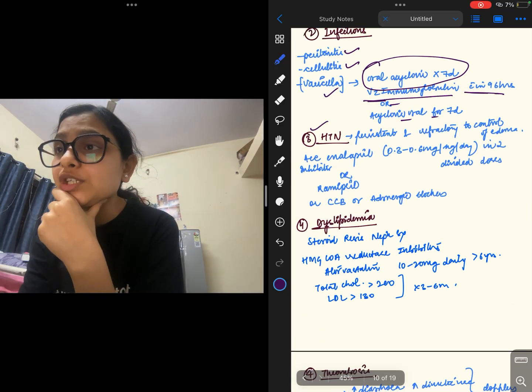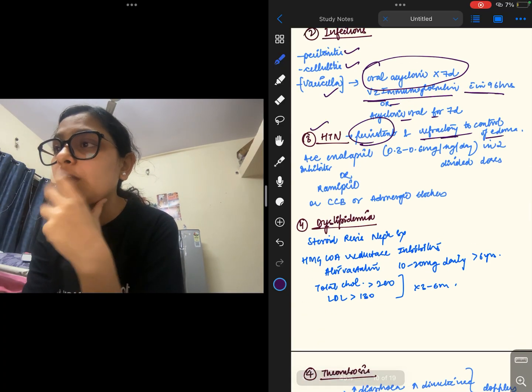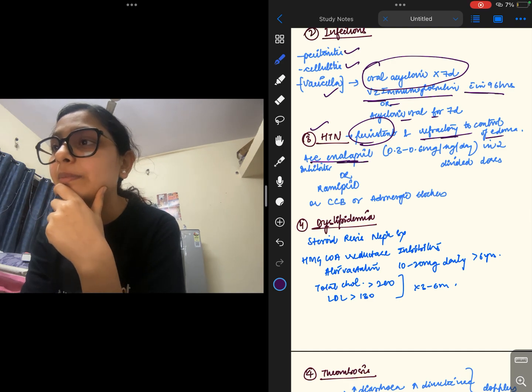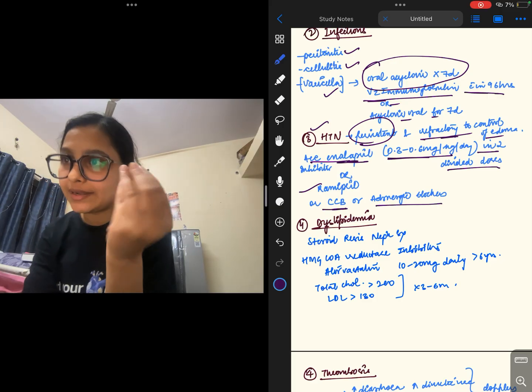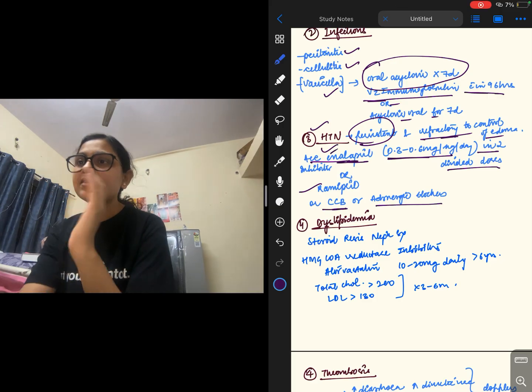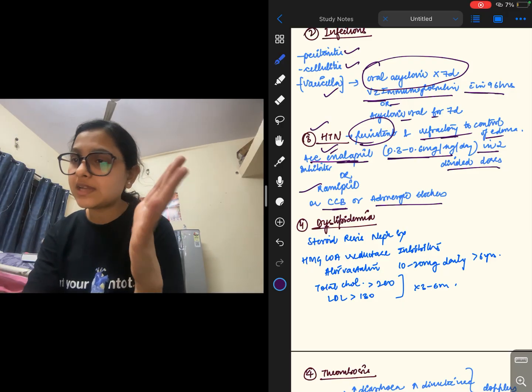Next, if you are seeing hypertension which is persistent and refractory to control of edema, you can give ACE inhibitors, enalapril 0.3 to 0.6 mg per kg per day in 2 divided doses, or ramipril, or calcium channel blockers or adrenergic blockers, but starting is enalapril. Okay, but this is if hypertension is persistent, not in the starting.